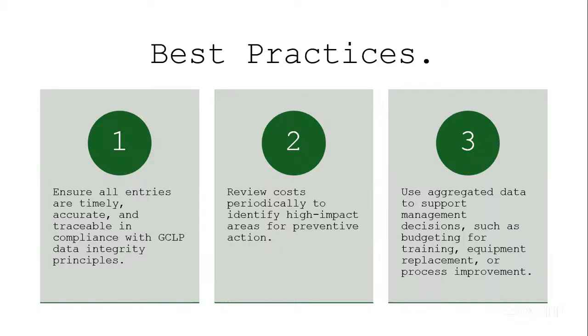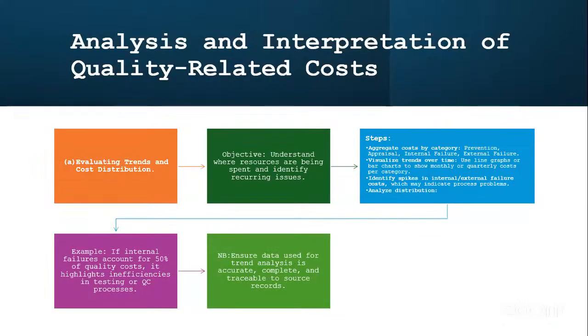So we need to continuously look at these processes and review the cost periodically to identify high impact areas for preventive action. Use aggregated data to support management decisions such as budgeting for training, equipment replacement, or processing improvement. That is very key, and we need to factor that in.